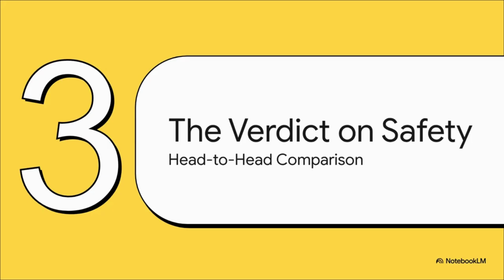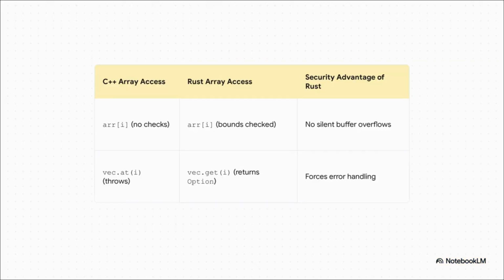Okay, so we've got the two philosophies down. C++ is all about power, even if it comes with risk. Rust is all about safety, guaranteed by design. So now let's put them head-to-head on a few specific things to see how this all plays out in the real world. Remember those buffer overflows we talked about? Well, here's exactly how Rust shuts them down.